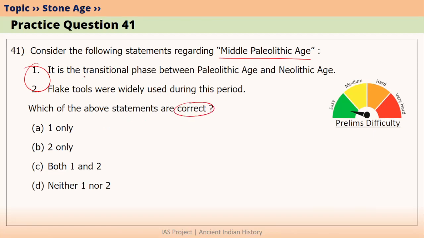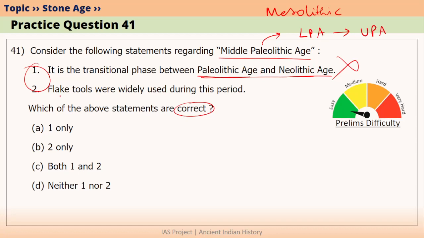The first statement is, Middle Paleolithic age is a transitional phase between Paleolithic age and Neolithic age. This statement is absolutely false because Mesolithic age is a transitional phase between Paleolithic and Neolithic. Middle Paleolithic age is actually a transitional phase between Lower Paleolithic age to Upper Paleolithic age, not Paleolithic and Neolithic.